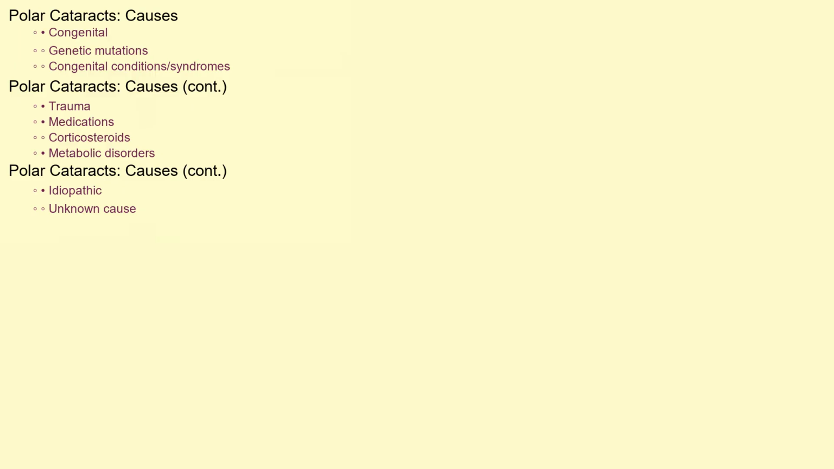Polar cataracts, both anterior and posterior, can arise from a variety of factors. In many cases, they are congenital, meaning a baby is born with them. This can be due to genetic mutations passed down from parents. They can also be related to other underlying congenital conditions or syndromes. Other potential causes include trauma to the eye, certain medications such as corticosteroids, or metabolic disorders. However, in some instances, the cause remains unknown, which we refer to as idiopathic.